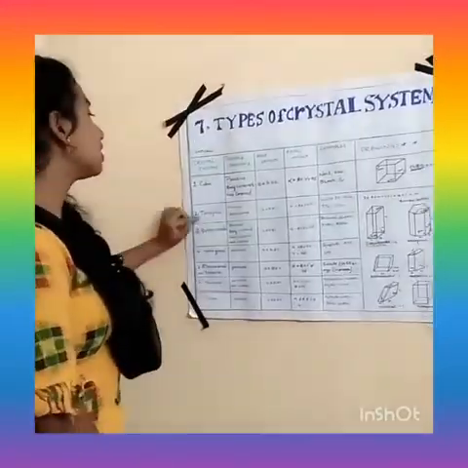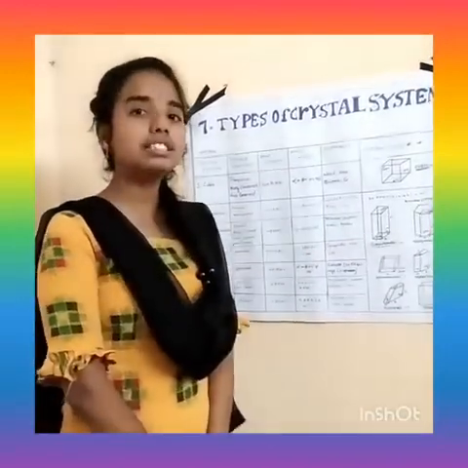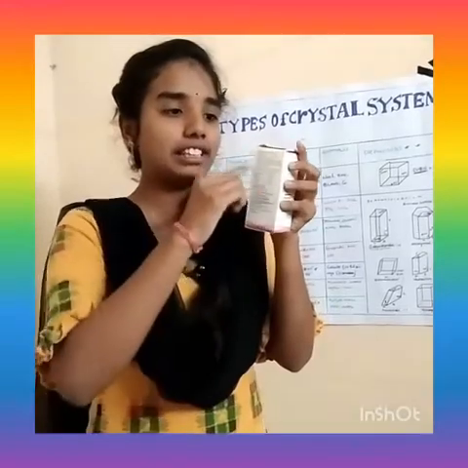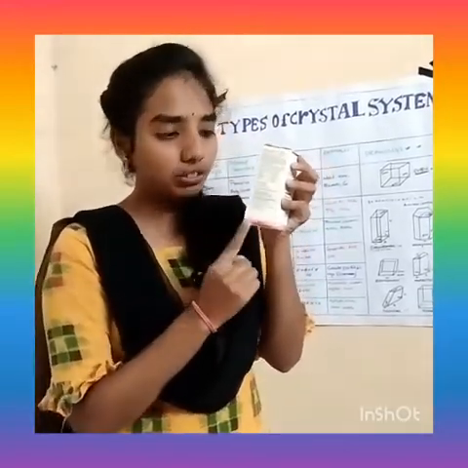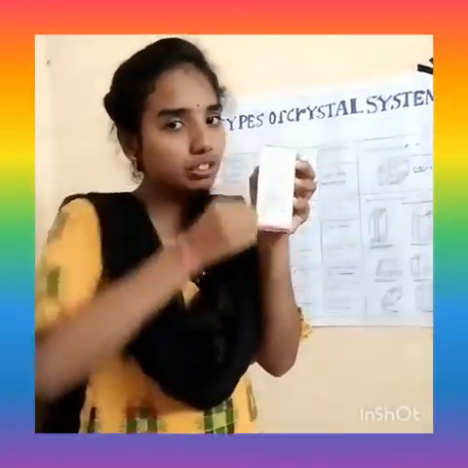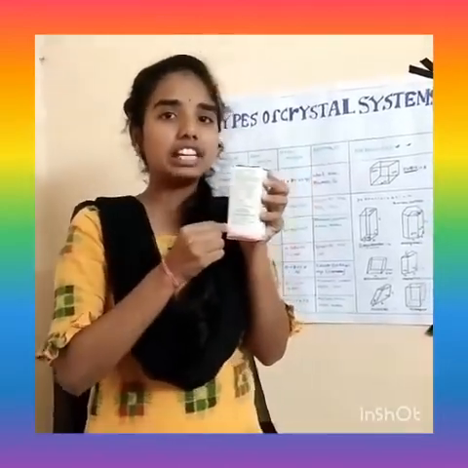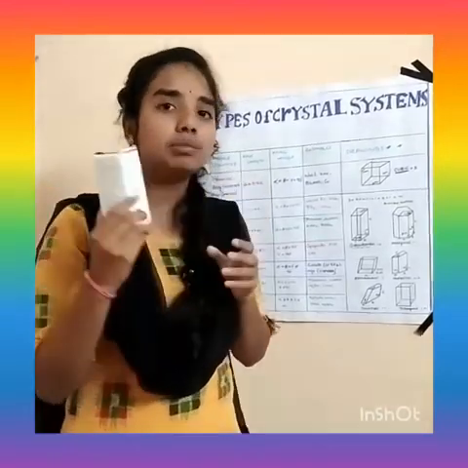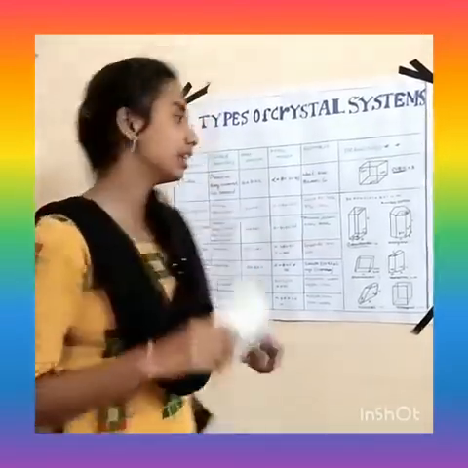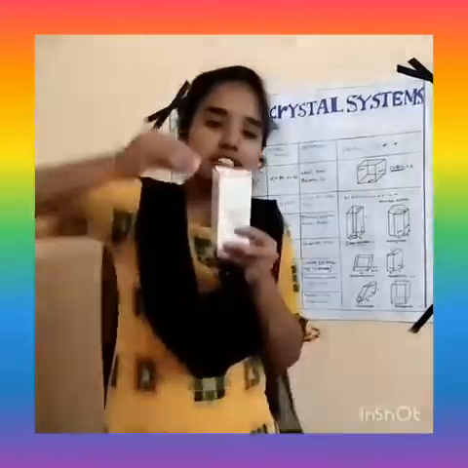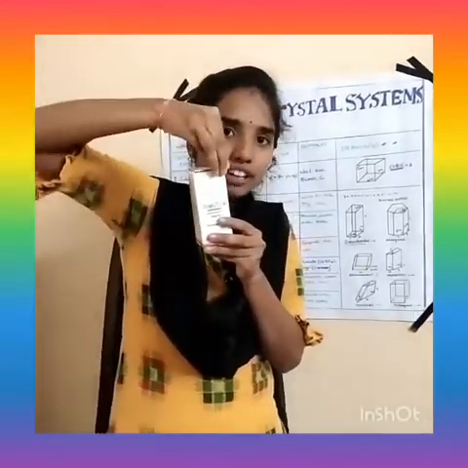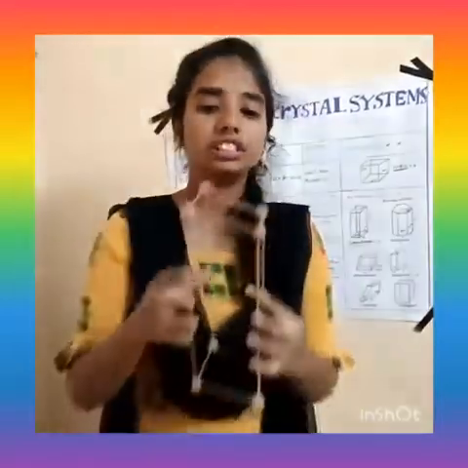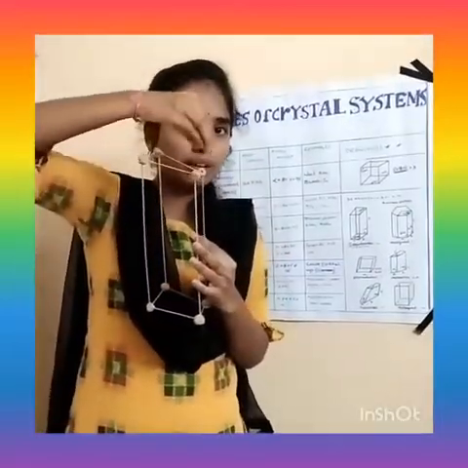Next, the second type of system is the tetragonal. Tetragonal is the one where the length and breadth are equal but the height is not equal, meaning a = b but b is not equal to c. The angles alpha, beta, gamma are 90 degrees, and the possible variation in these tetragonals is primitive. Primitive means the corners of these tetragonals are occupied with atoms. Example of this primitive is this.